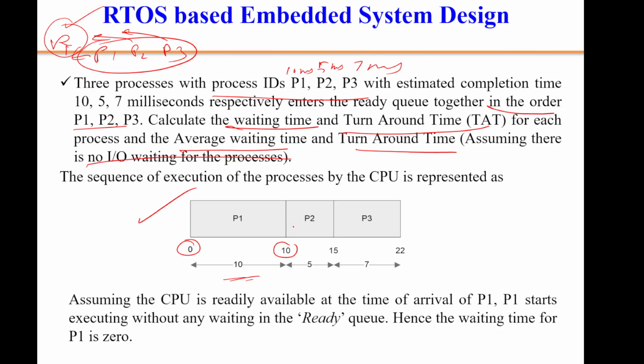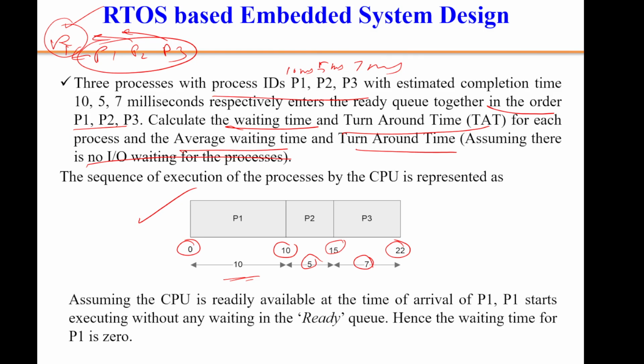So at the 10th millisecond, P2 will be getting the chance, and as P2 requires 5 milliseconds, it will complete its execution at 15 milliseconds. Then P3 will be getting the chance of its execution, which consumes 7 milliseconds, and it will complete its execution at 15 plus 7, that is 22 milliseconds. If we draw this, the calculation of the values will become very easy.